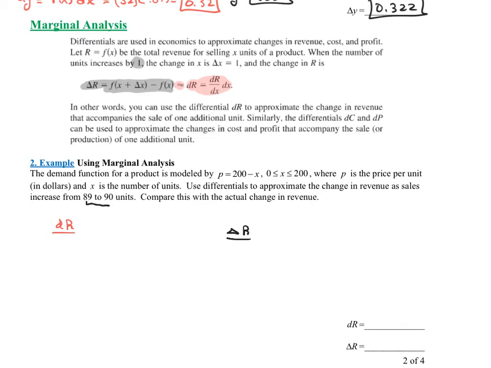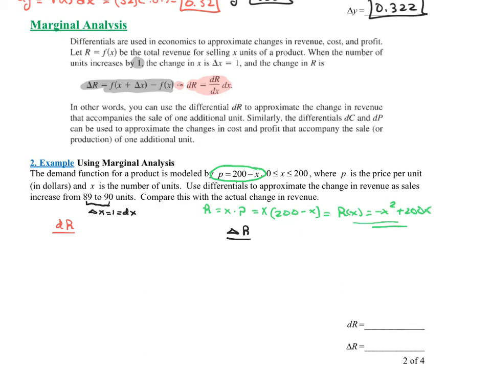First, I notice it's 89 to 90 units. That's the change of 1 unit. So delta x is the same thing as dx, which is 1 in this case. Now I also notice that they gave me the price demand function, and I'm actually wanting to look at the revenue function. So I need to remember that the revenue function is price times quantity, which means you take the price demand function, which was 200 minus x, and you multiply that times x, the quantity. I'm going to write this in descending order. So I have that my revenue function is equal to negative x squared plus 200x.